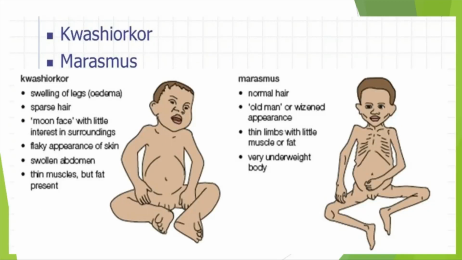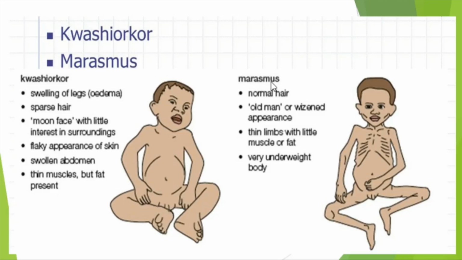Okay? So what are the two diseases associated with protein malnutrition? We have here kwashiorkor and marasmus. Kwashiorkor is characterized by swelling of the legs, or edema, sparse hair, moon face with little interest in surroundings, flaky appearance of skin, swollen abdomen, thin muscles but fat is present. So this is a child having kwashiorkor.